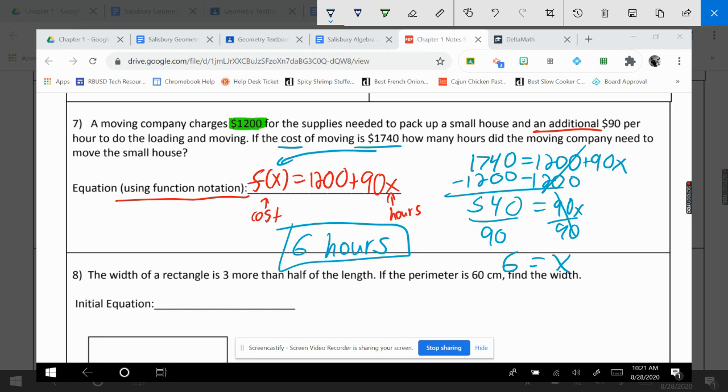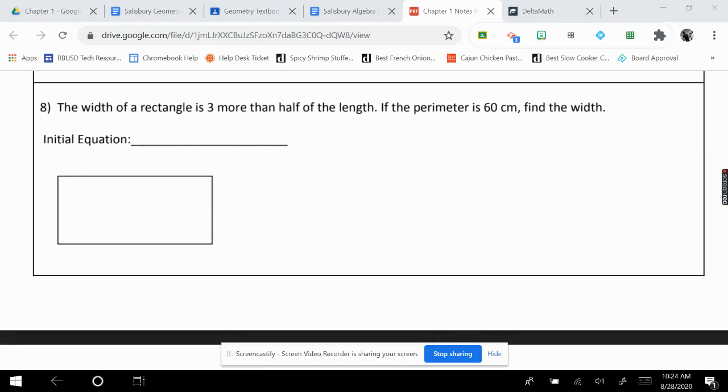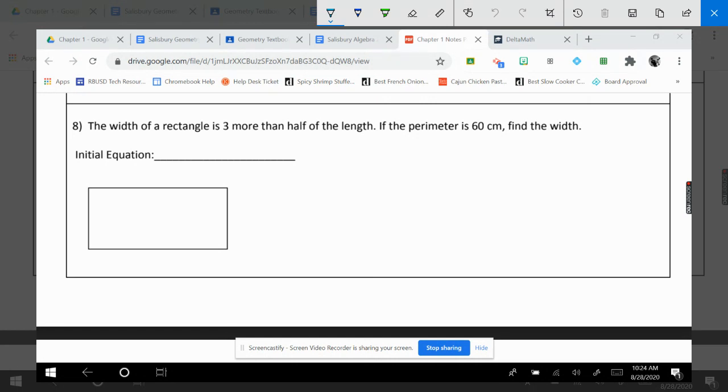All right, cool. We're getting done. We have one more example left, and then that's it. So we have the width of a rectangle is 3 more than half of its length. Well, this is its length. Sorry. And this is its width. And it says the width is 3 more than half of its length. So if you have half of its length, which would be L over 2, the width is going to be 3 more. Kind of working backwards here, right? Half the length plus 3, or 3 more.